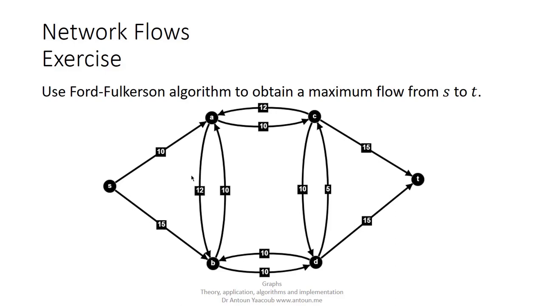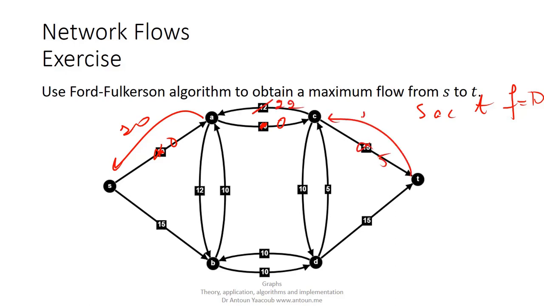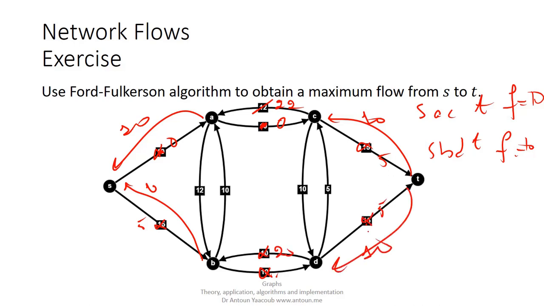So SACT, I can send 10, 0, 10, 0, 22, 5, 10. Another one, SBDT, 15, 10, 15, so it's 10, 5, 10, 20, 5, 10.